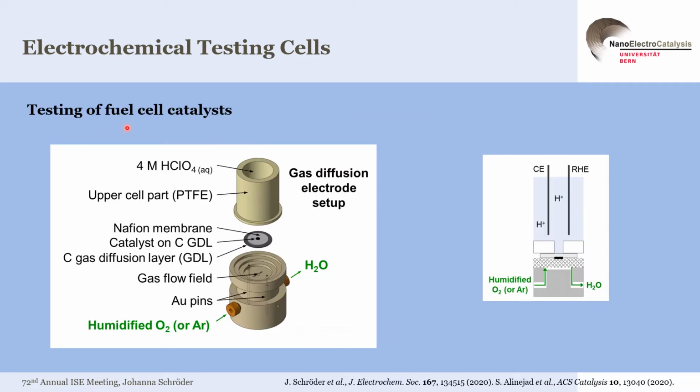In the fuel cell community, gas diffusion electrode setups were recently presented as a new testing device, as there are reduced mass transport limitations found as compared to rotating disk electrodes. In the gas diffusion electrode setup I'm using, humidified gas is introduced into the cell, passing the carbon-based gas diffusion layer and reaching the catalyst layer. The catalyst is separated from the electrolyte with a proton conductive membrane.